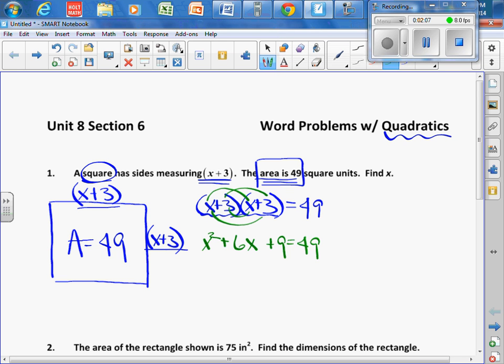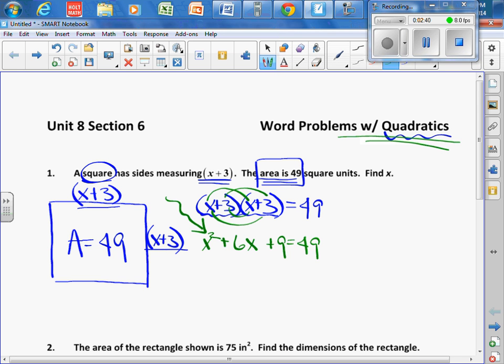Now, this is quadratic, right? As soon as you have an equation that has x squared in it, we're talking a quadratic, regardless of what it says up here. Think about where you are and what you're doing here. We have an equation. As long as you have an equation, you're solving. You solve equations, right? Always solving equations. All right, so here we have x squared plus 6x plus 9 equals 49.